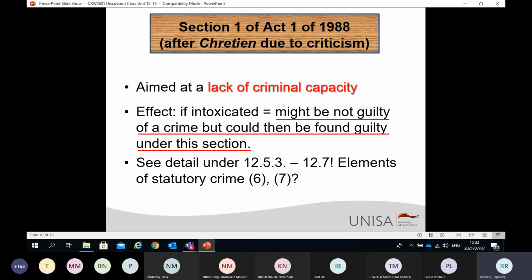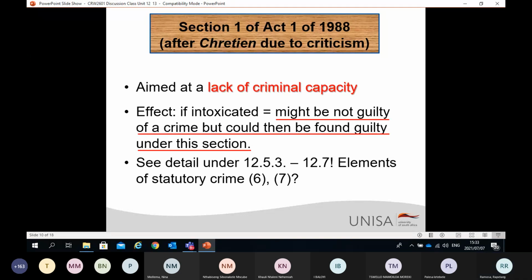That means that if X were to say, I was intoxicated and the state of my intoxication was such that I could not appreciate right from wrong, or I could not act in accordance with the appreciation of wrongfulness, then the prosecution needs to challenge that defense by establishing that X was not so intoxicated as to lack capacity. In other words, it has to prove the existence of criminal capacity beyond a reasonable doubt.